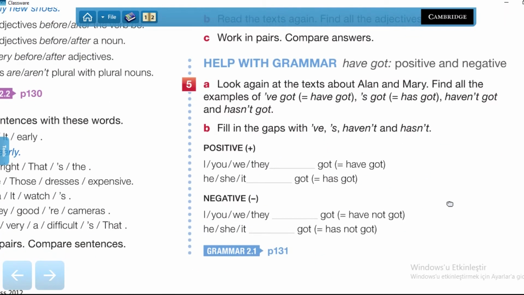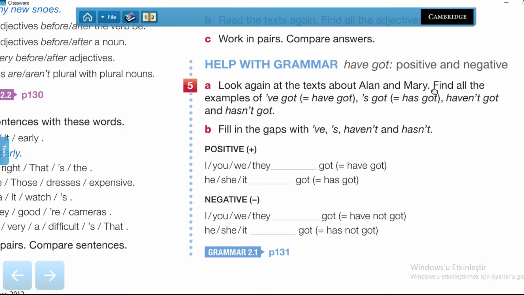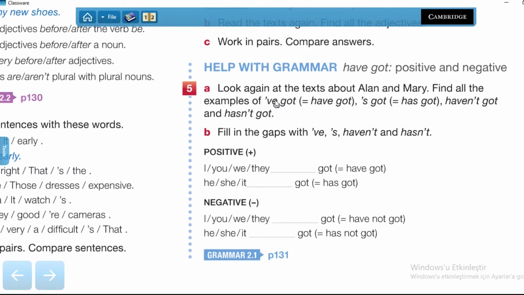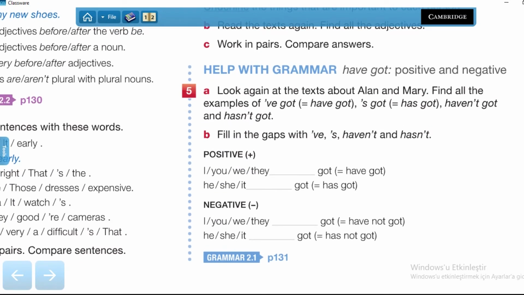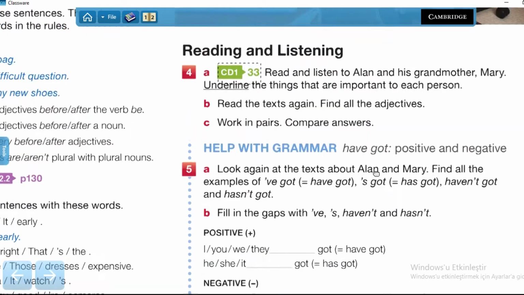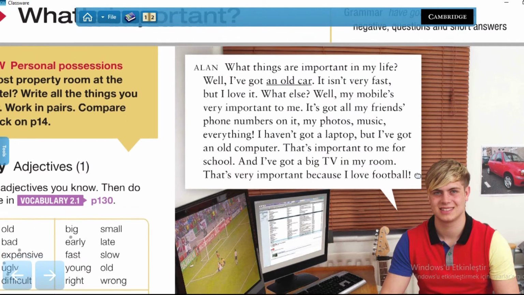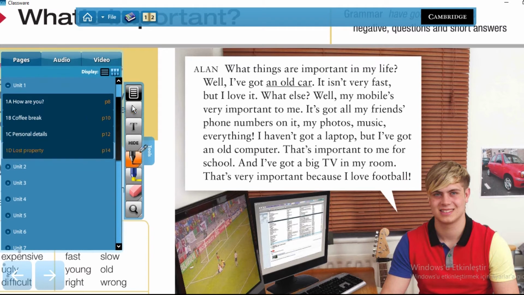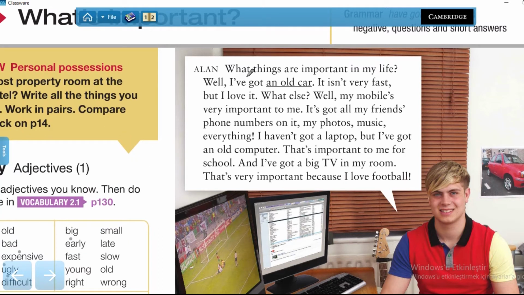Look again at the text about Alan and Mary and find all the examples of have got and all the examples of has got, negative forms, haven't got and hasn't got. Let's start with Alan. Alan, what things are important in my life? Well, I've got an old car. So the first example is I've got, the positive form, an old car. That's number one.